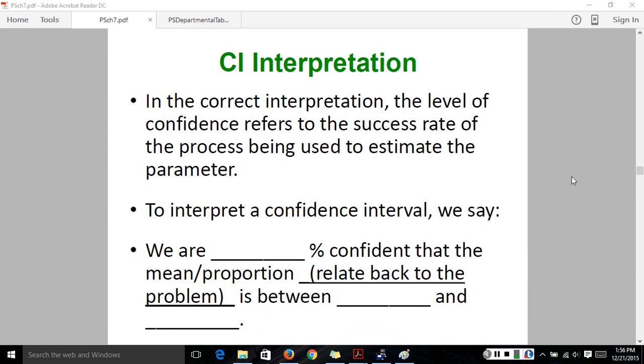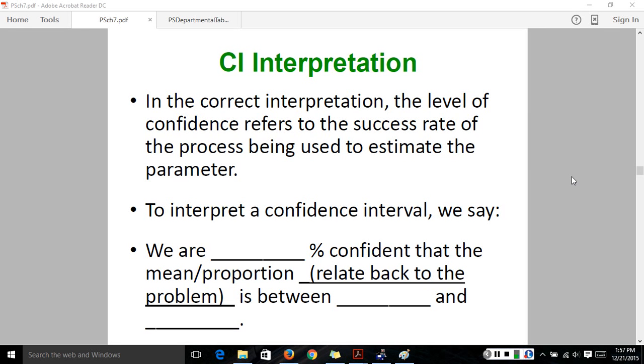In the correct interpretation of a confidence interval, the level of confidence, or confidence level, refers to the success rate of the process being used to estimate the parameter. So how often will this process be successful in actually containing the parameter that we're trying to estimate, whether it's a population mean or proportion? Well, to interpret a confidence interval, one way we can do that is by using the template on this slide.